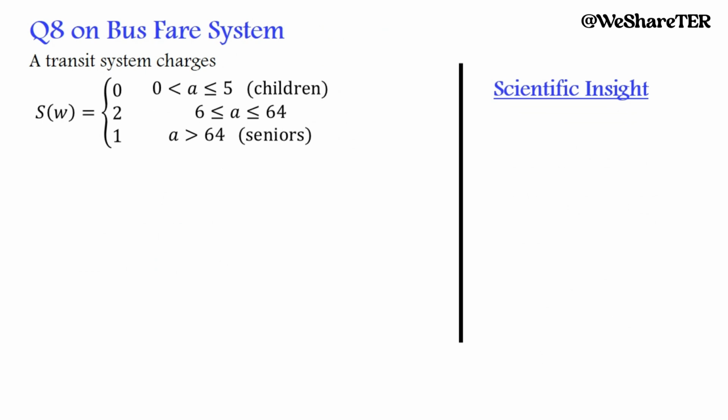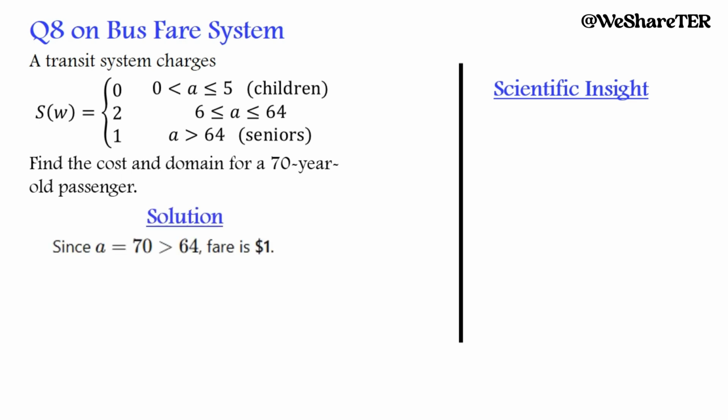A transit system charges F(A) equals begin cases: 0 for 0 ≤ A < 5, quad text children; 2 for 5 ≤ A < 64, 1 for A ≥ 64, quad text seniors; end cases. Find the cost and domain for a 70-year-old passenger. Solution: since A equals 70 ≥ 64, the fare is $1. Domain: A ≥ 0.